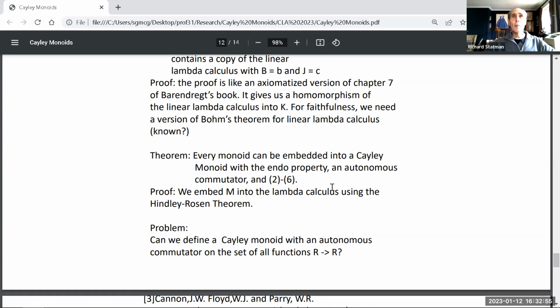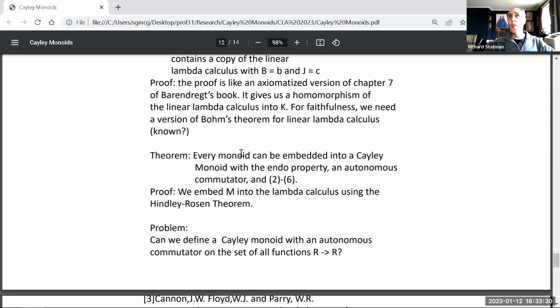We embed M into the lambda calculus; I can use the Hindley-Rosen theorem. I'm going to take this monoid and add it as a system of rewrite rules to ordinary untyped lambda calculus. And that's okay. That does answer this question: every monoid can be extended in this way. Of course, I'm not saying that if you give me a Cayley monoid, I can extend it this way to a full copy of the lambda calculus, preserving all of the Cayley monoid structure.